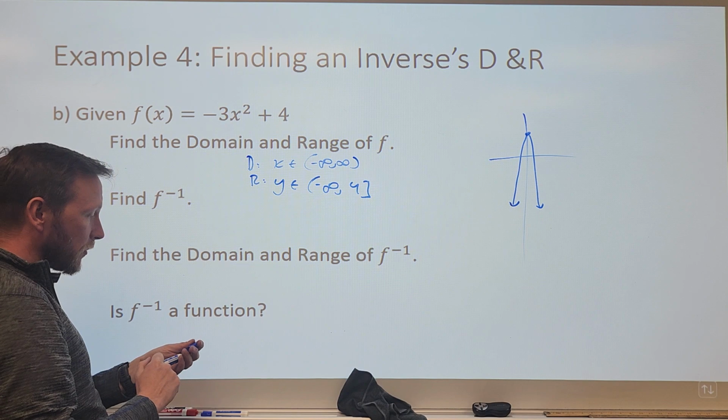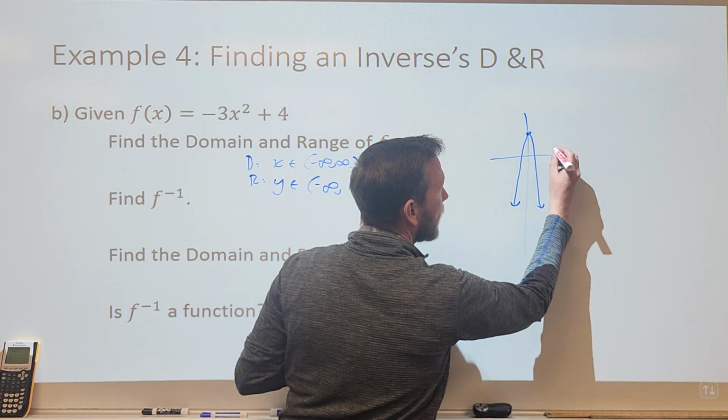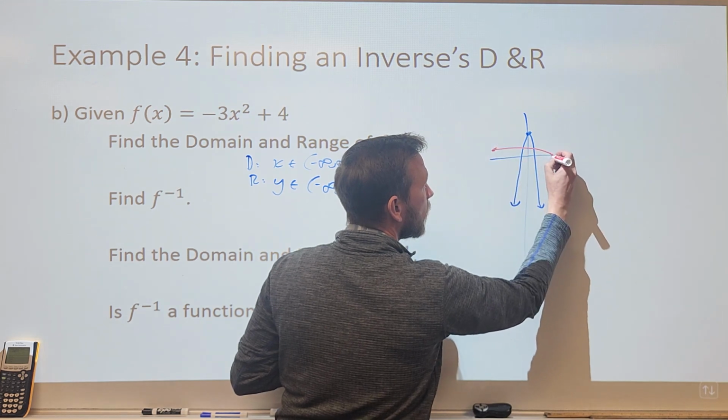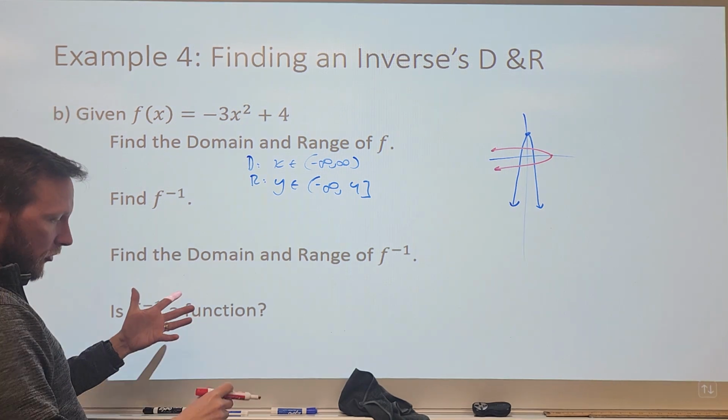The inverse, we can picture what the inverse is going to look like. We know it's going to be very narrow again, but it's only going to go over as far as positive 4 on the x value.